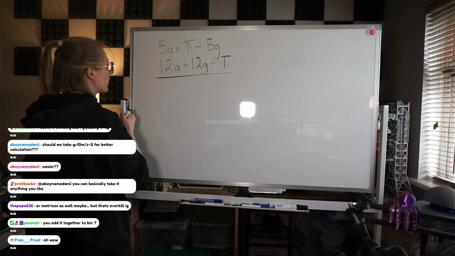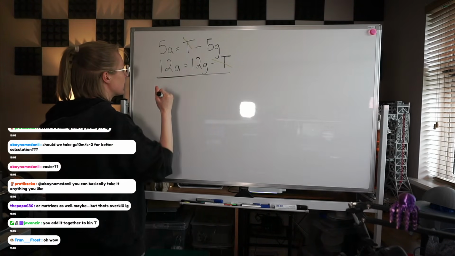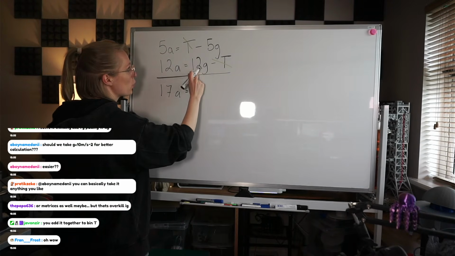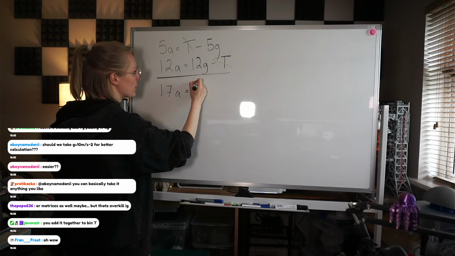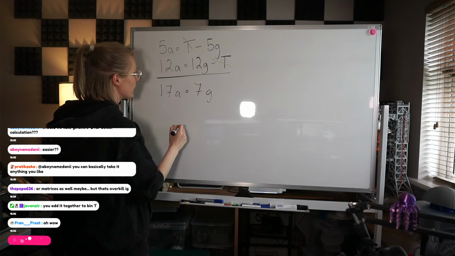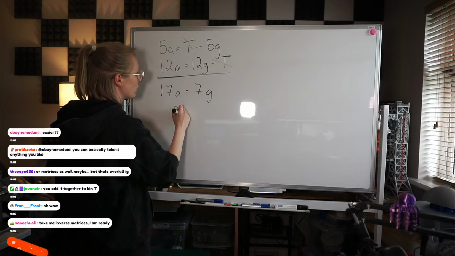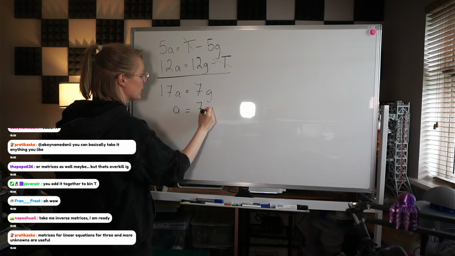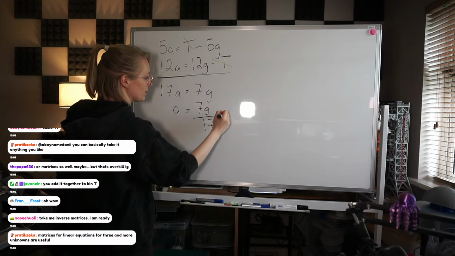So what are we left over? We're left over with 5A plus 12A, which is equal to 17A. We're left with 12G minus 5G, which is 7G. So rearranging that equation, we get A is equal to 7G divided by 17.